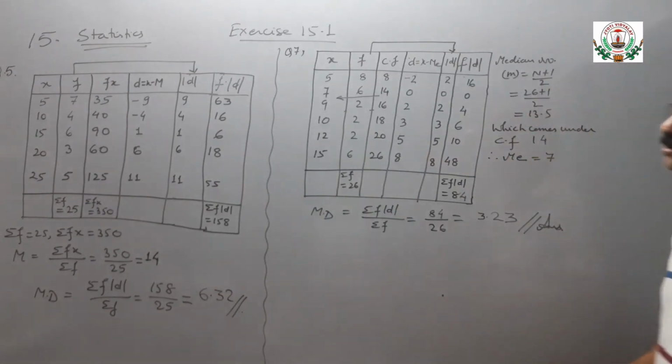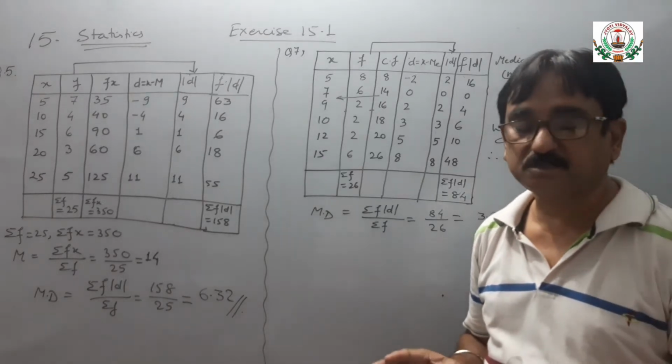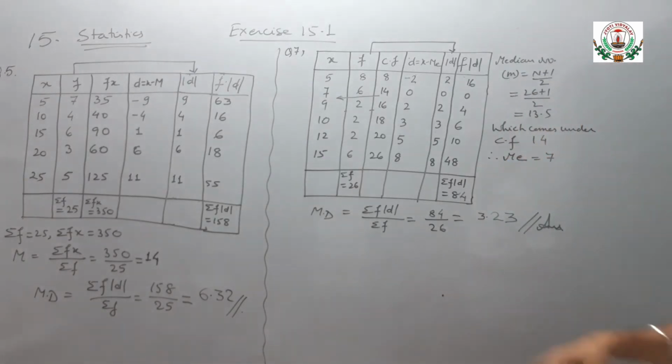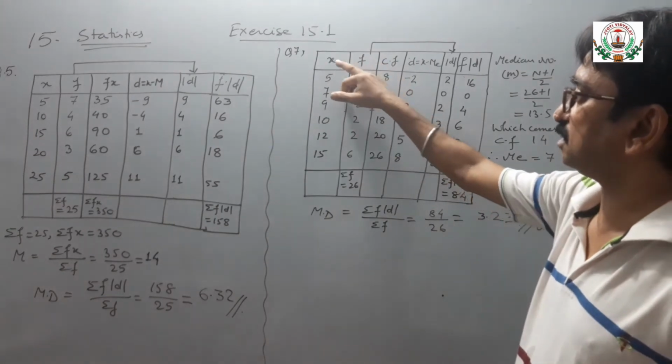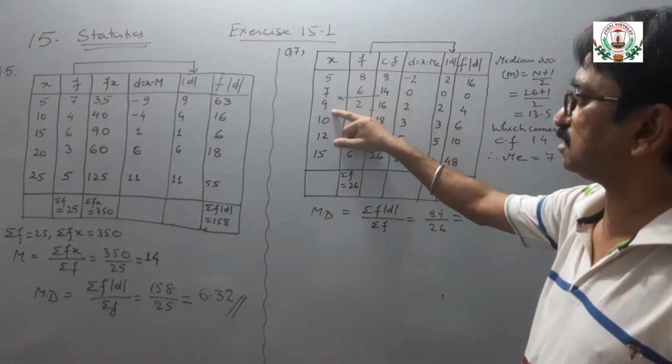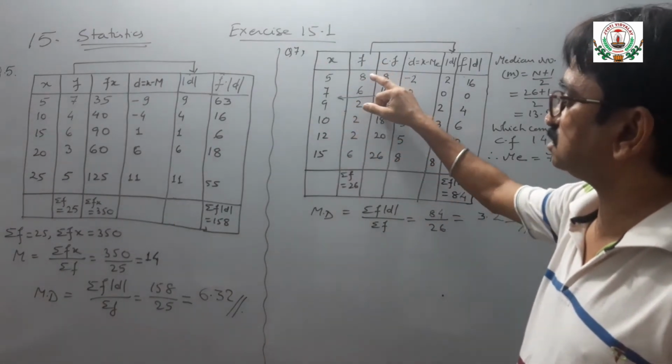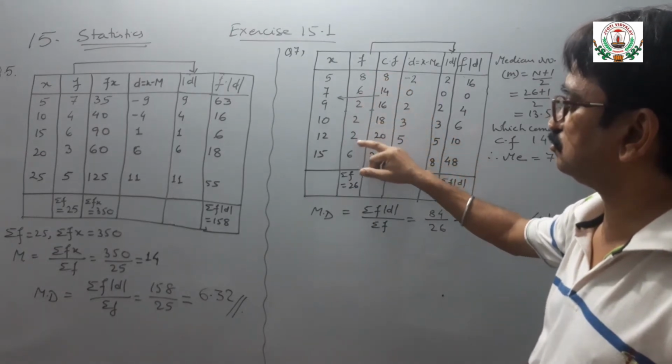Now the next question, question number 7, we have to calculate the mean deviation of the grouped series data from median. So x and f are given, variates and frequencies: 5, 7, 9, 10, 12, 15, with frequencies 8, 6, 2, 2, 2, 6.